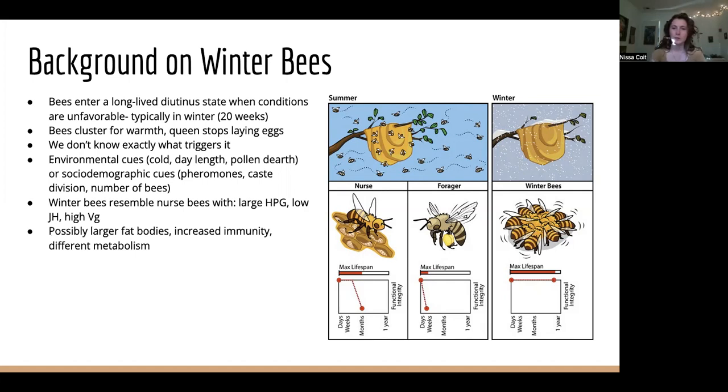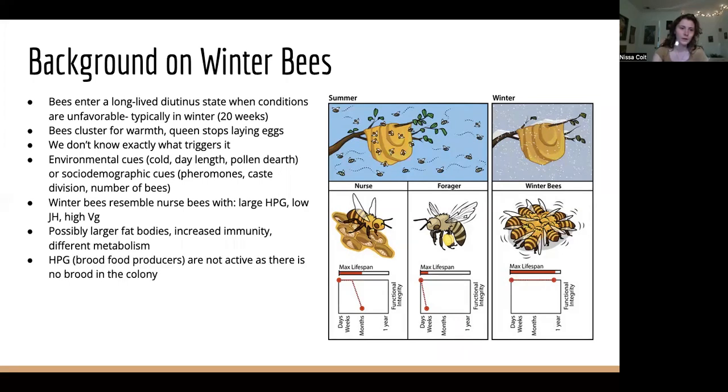They also have possibly larger fat bodies, increased immunity, and different metabolisms. So we thought maybe something about their immune system changes in the winter, which allows them to live longer, or that their metabolism is different. But none of these questions were answered, so I tried to sort of isolate that.